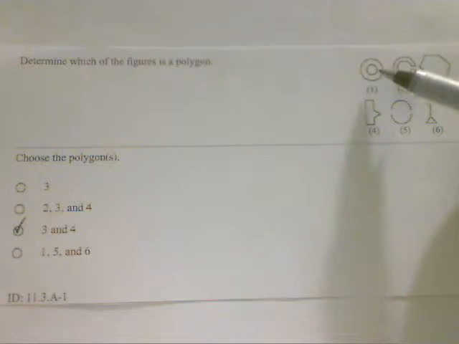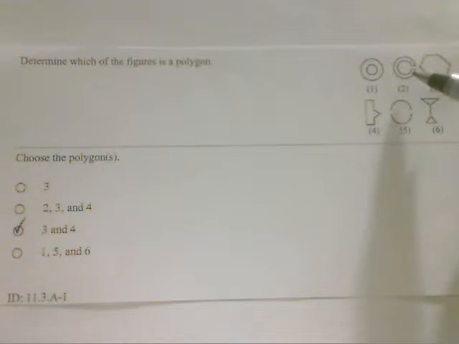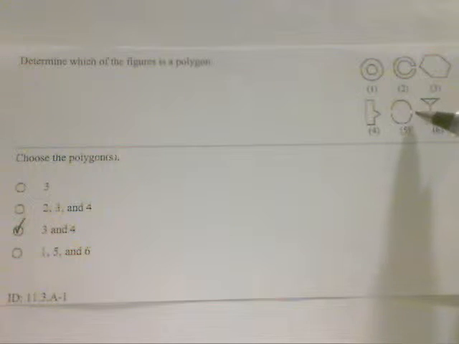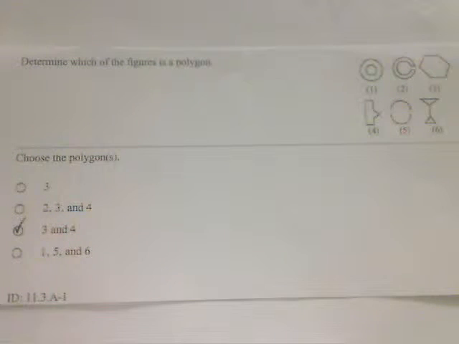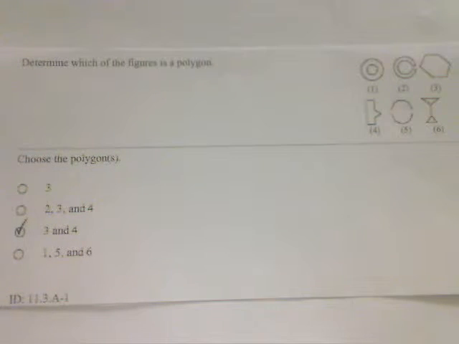Number 1 is not because it has a hole in it. The same with number 2. Number 5 has a break in between those, and number 6 has a straight line in it, in between those two. So those would not qualify as polygons. It has to be a closed figure with a starting point and an end point as well.